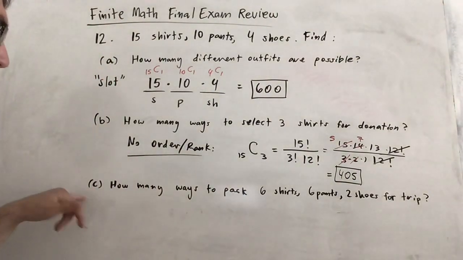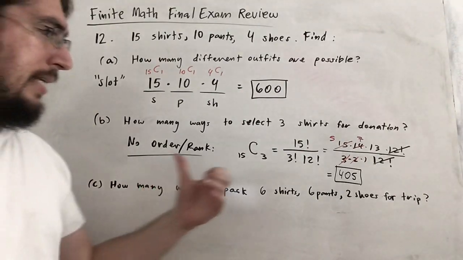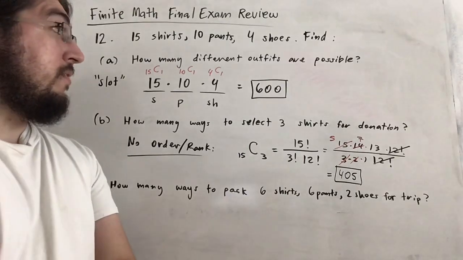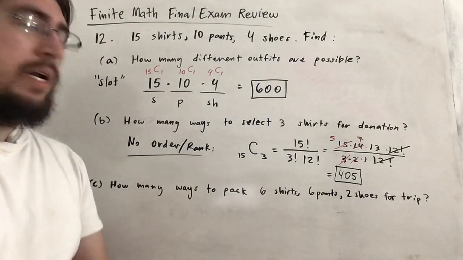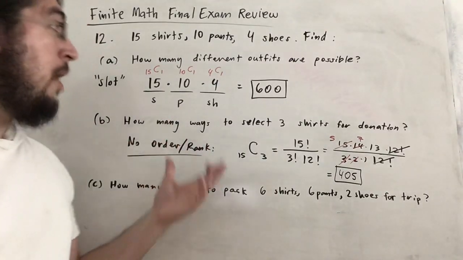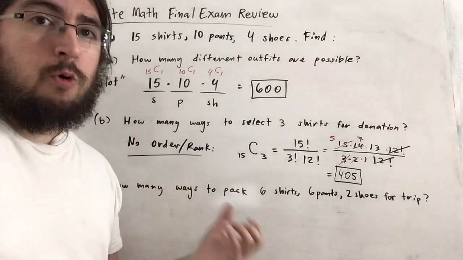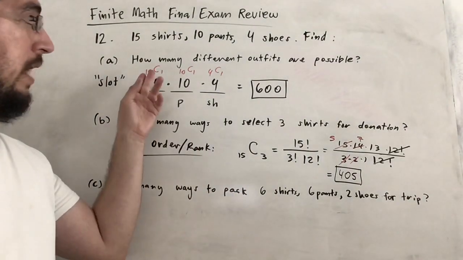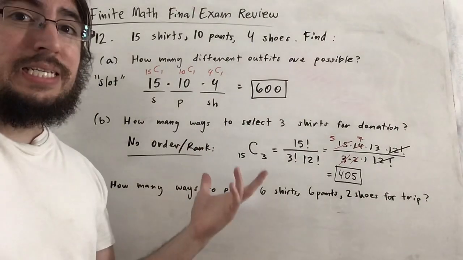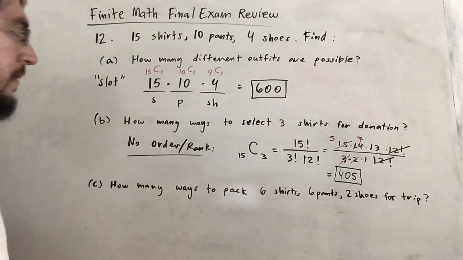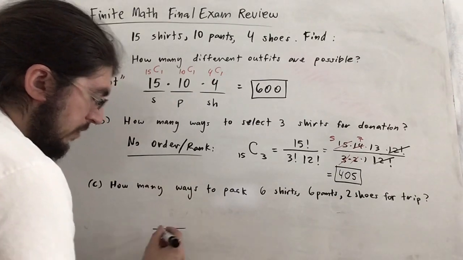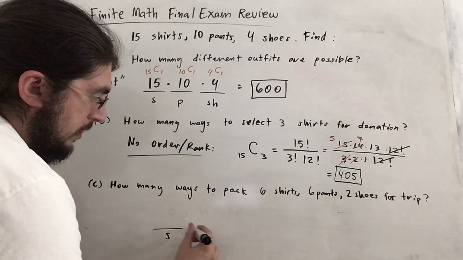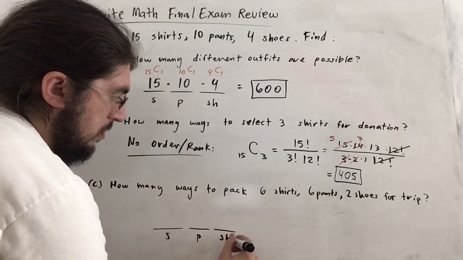All right, so now for C, how many ways to pack 6 shirts, 6 pants, and 2 pairs of shoes for this trip? So basically we're going to repeat B, but combined with A. Now there is order here, so basically we can use the slot method, but in each part of the slot method we'll have to choose not 1, but in this case 6 of them. So we have a slot for shirts, a slot for pants, and a slot for shoes.